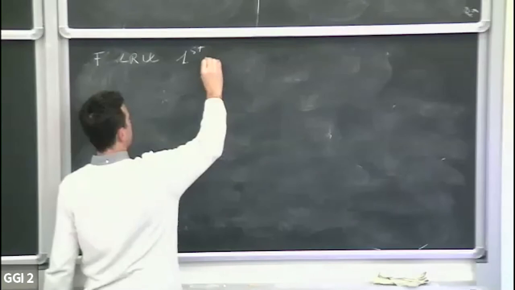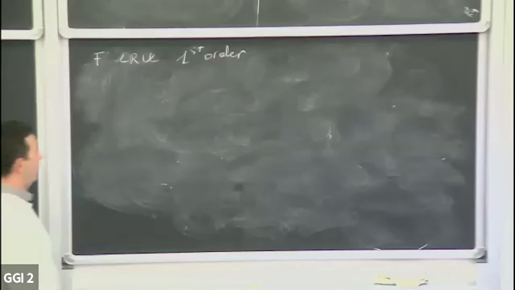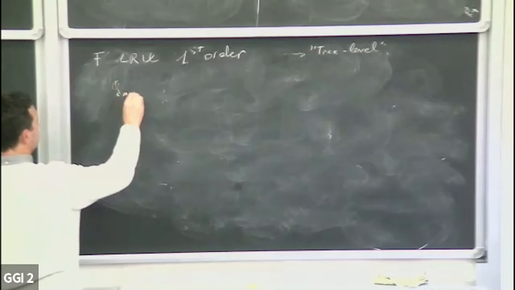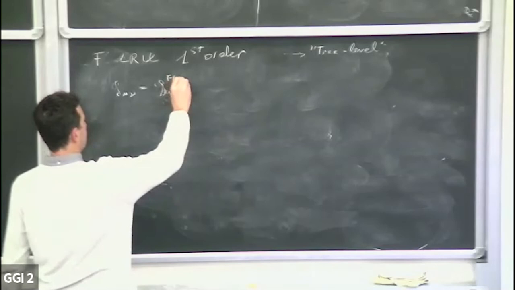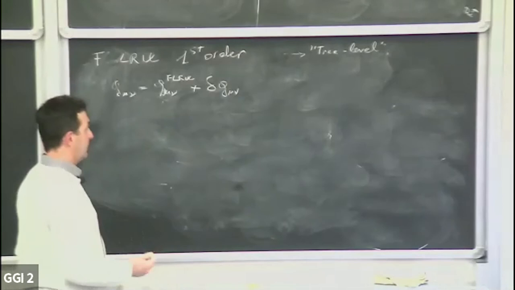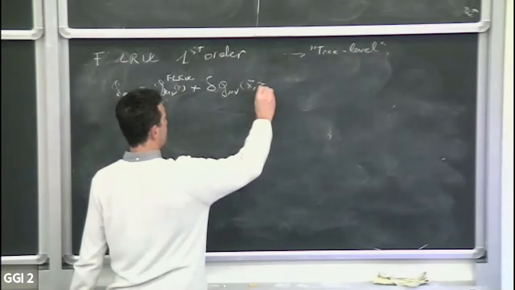Okay, so what is the idea? If you want, this is the three level. Again, you have a metric and you write it as the Friedman-Lemaître-Robertson-Walker metric plus a perturbation, and these two pieces have two big differences. The first one is only time dependent. The second one is space and time dependent.